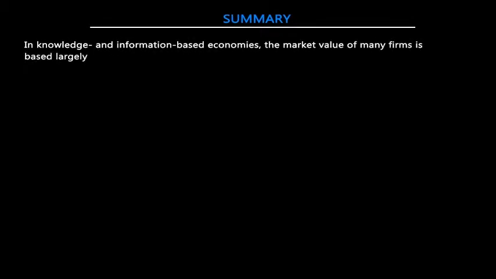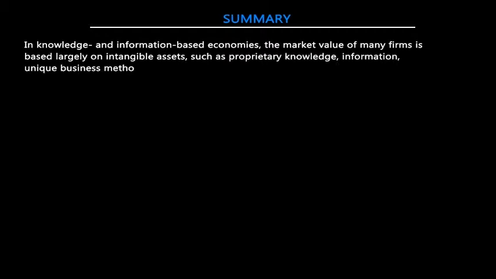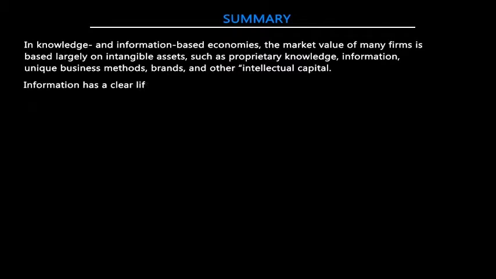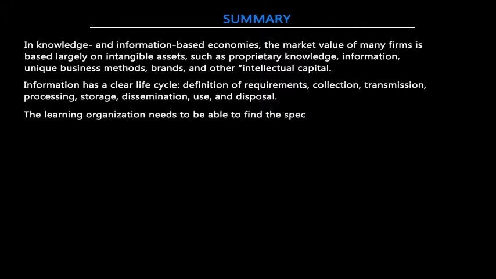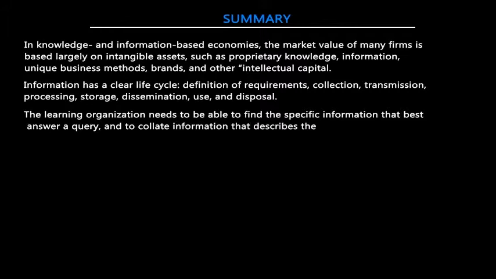Now in the end, let us summarize what we have learned in this lecture. In knowledge and information based economies, the market value of many firms is based largely on intangible assets such as proprietary knowledge, information, unique business methods, brands, and other intellectual capital. Information has a clear life cycle: definition of requirements, collection, transmission, processing, storage, dissemination, use, and disposal. The learning organization needs to be able to find the specific information that best answers a query and to collate information that describes the current state and recent history of the organization.